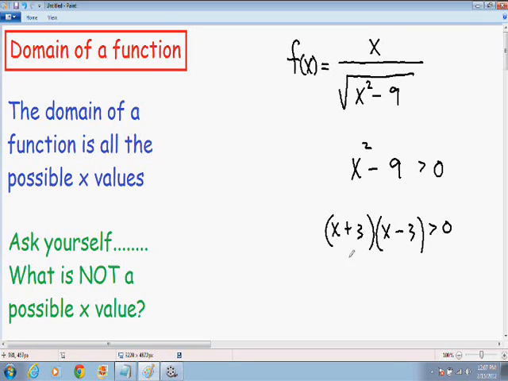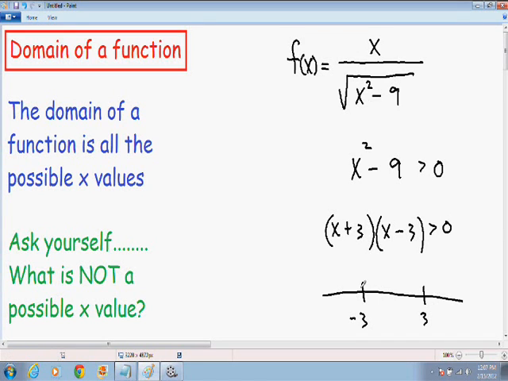Now if we solve this inequality like a normal equation, you could probably see that you get our solutions of x equals negative 3 and x equals positive 3. So I'm going to make my number line, and I'm going to plot negative 3 and positive 3 on our number line.